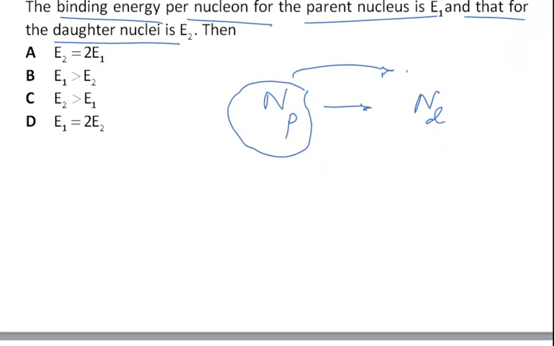Now the binding energy which is there between the nucleons, it is less here and it is more here. That is why it is going to this stable daughter nuclei condition. So E2, that is binding energy per nucleon in the case of daughter nuclei, will be definitely more than the binding energy per nucleon for the parent nucleus. So option C is correct.